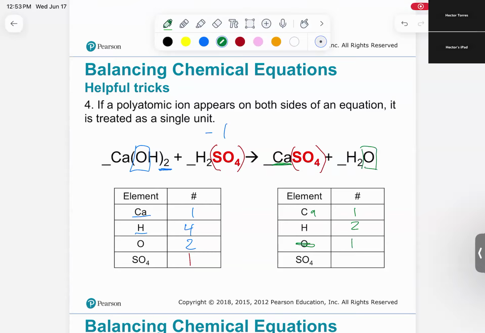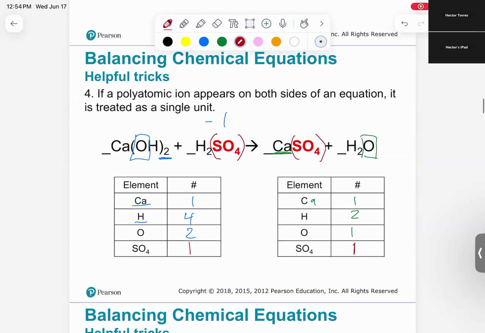Okay, and the thing is, it would be hard to tell how many oxygens I had if I had to include this. Having the polyatomic by itself is very, very helpful because now I can just say one. Okay, so now let's think about what coefficients we have to change to be able to balance this out.